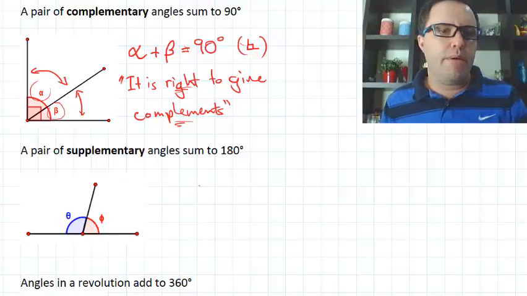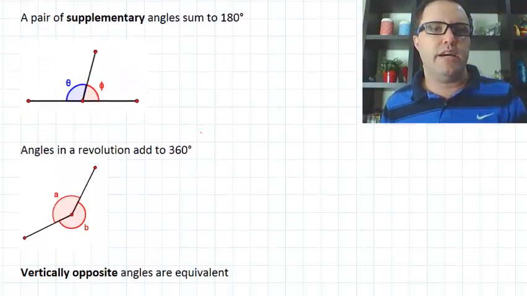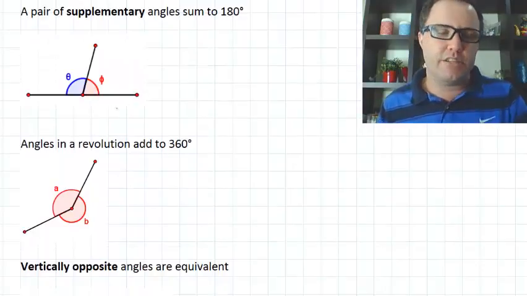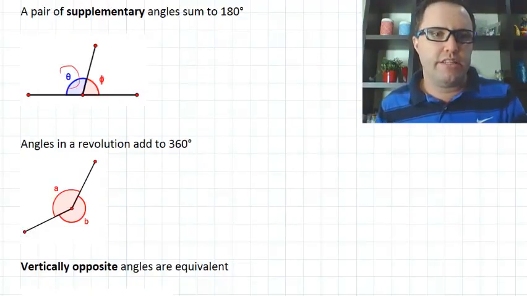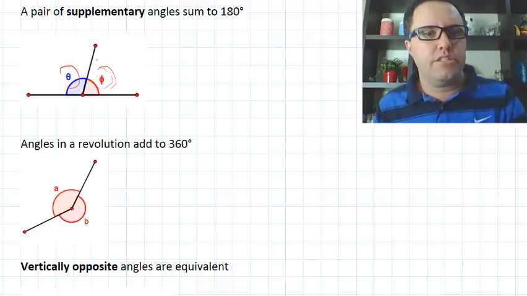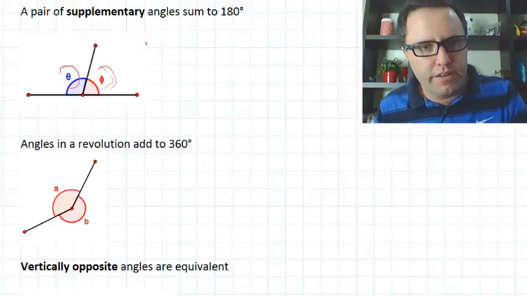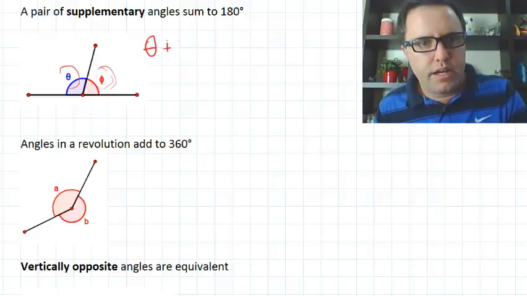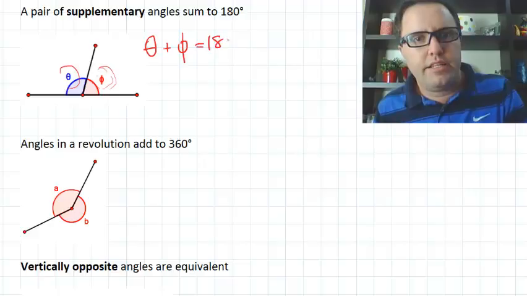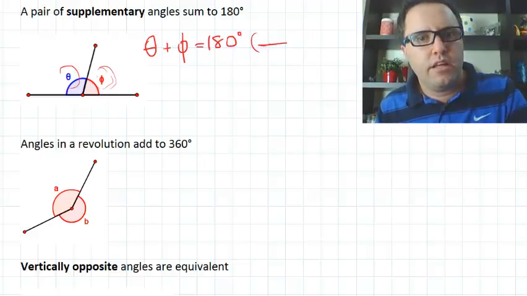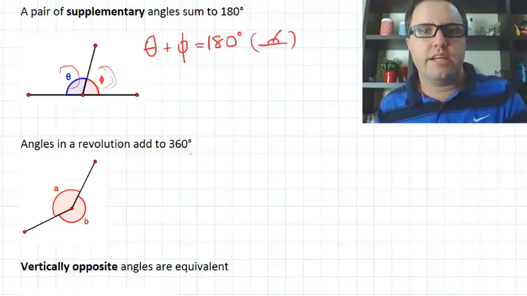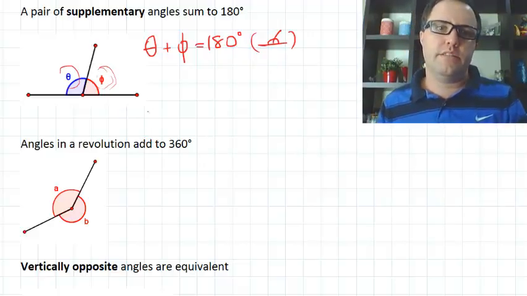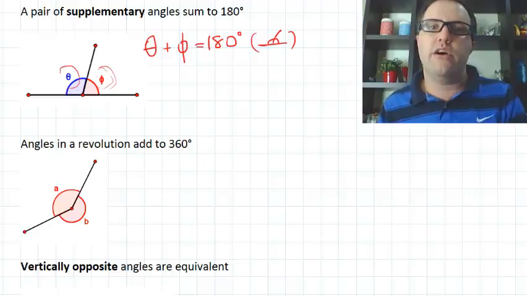Okay, so a pair of supplementary angles, they add up to 180 degrees. So here we've got the angle theta and the angle phi, and they add up to 180. So we write theta plus phi equals 180 degrees, and a little sign for that is a little straight angle like that. That tells us we know this is true because they lie on a straight line.